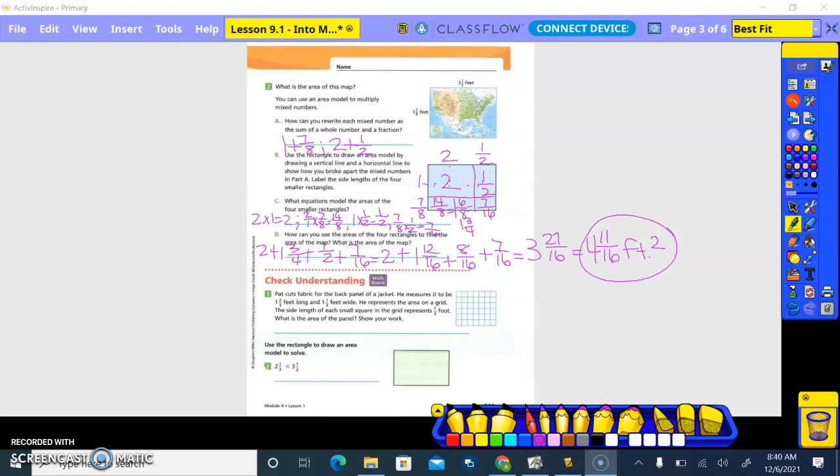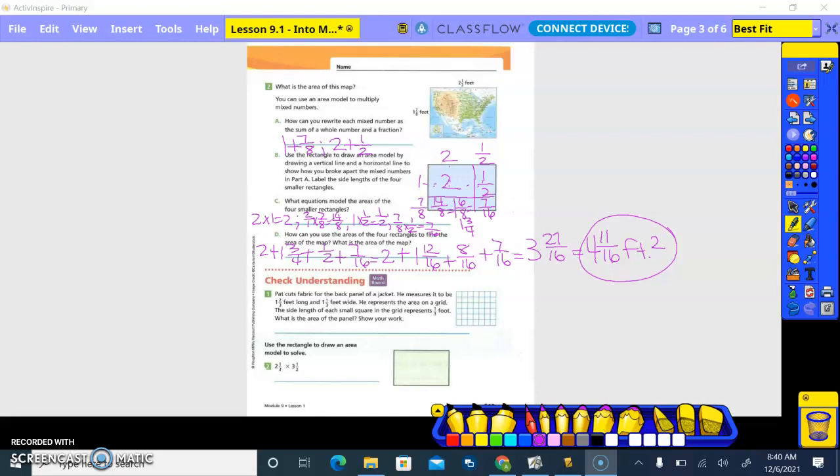Number 1, Pat cuts fabric for the back panel of a jacket. He measures it to be 1 2/3 feet long and 1 1/3 feet wide. He represents the area on a grid. The side length of each small square in the grid represents 1/3 foot. What is the area of the panel?